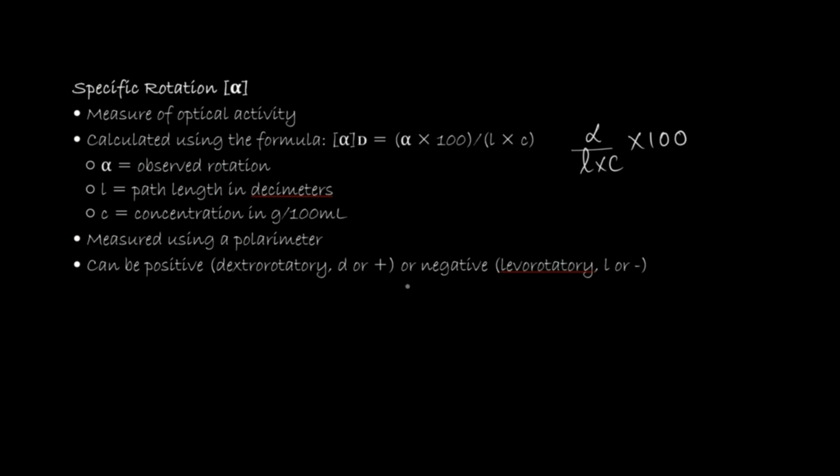Here alpha is the observed rotation when we pass the molecule through plane polarized light, L is the path length in decimeters, and C is the concentration of the solution. This rotation is observed using an instrument called a polarimeter, and it can be positive, dextrorotatory, or levorotatory. This kind of question can be asked to apply this formula. They will give you the observed rotation, path length, concentration and so on, and ask you to find the specific rotation.